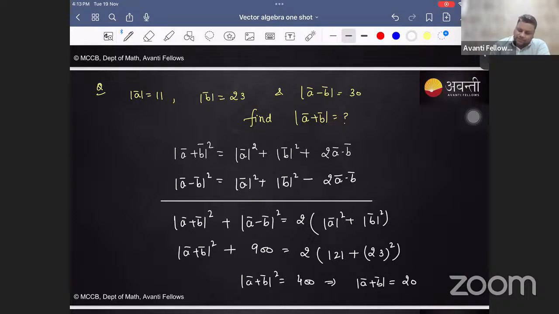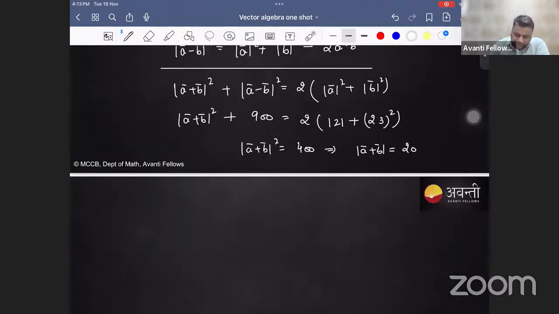Now, let us assume from this question they are asking you, find the angle between A and B. All right. How do you get it? Find the angle between A and B.